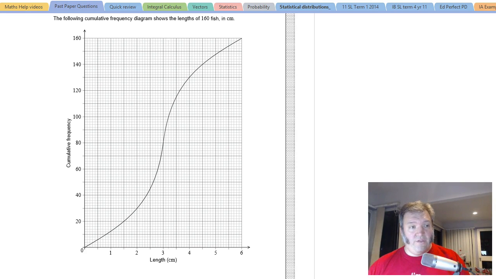Welcome back. Question 3 from the IBSL Maths May 2015 paper 1 time zone 2. Alright, the following cumulative frequency diagram shows the lengths of 160 fish in centimetres.